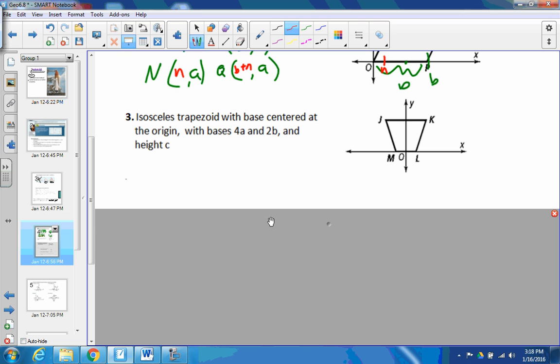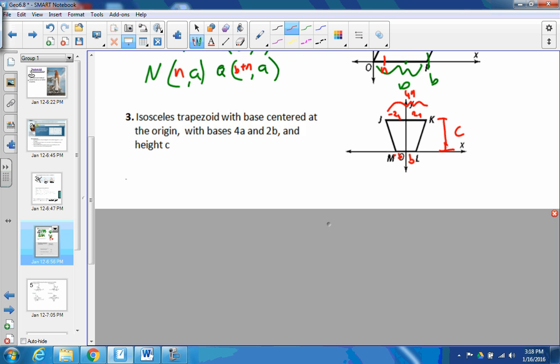We have an isosceles trapezoid with the base centered at the origin. We have bases of 4A and 2B. So we'll just say that if this is 2B, this is going to be B, and this is negative B. And if up on the top is 4A, this would be 2A, this would be negative 2A over. And the height is C.